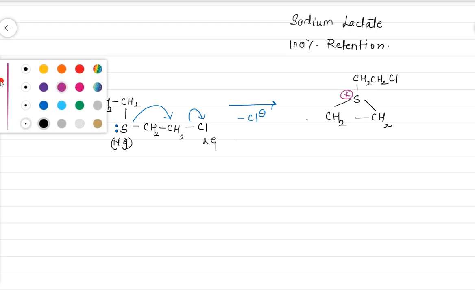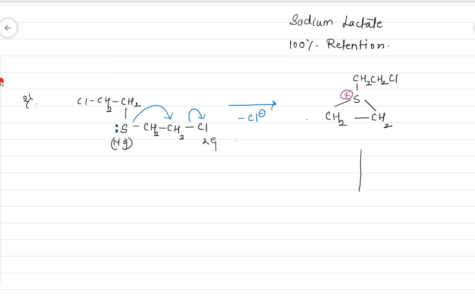Now the next step is the attack of the nucleophile, so this is OH. The first step is the rate determining step; this is a slow step. The second step is fast because now the intermediate is reactive, and the attack takes place very easily.